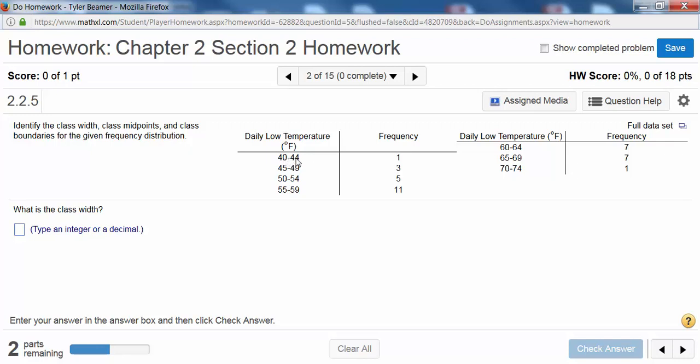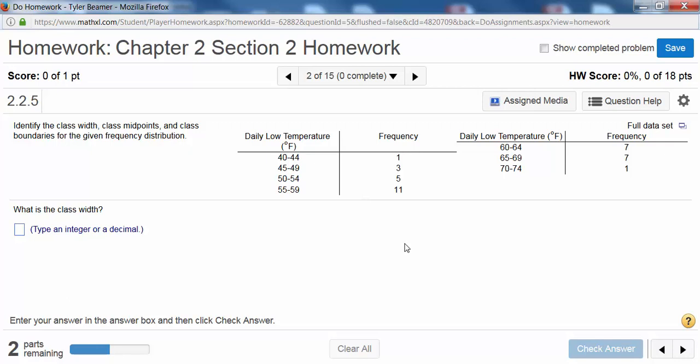So we have 40 to 44, 45 to 49, so on and so forth, all the way to 70 to 74. So this is the lower class limit for the first class, 40, and the upper class limit for the first class, 44. The lower class limit for the second class is 45. Upper class limit for the second class is 49, and so on and so forth. So essentially, any data point that falls into the classes gets counted in that class, and that is the frequency. So basically, frequency is how many data points belong to each of the classes that are shown.